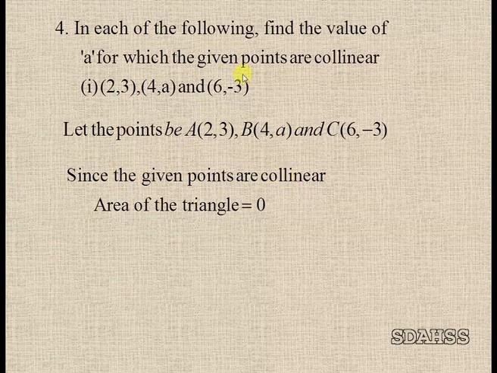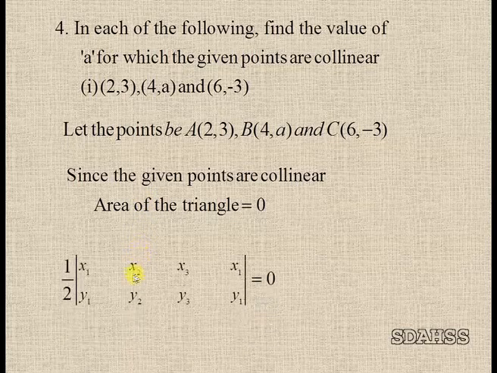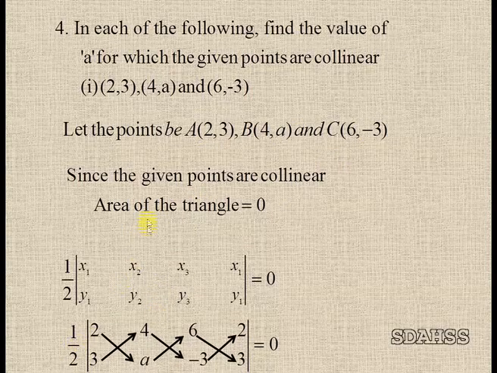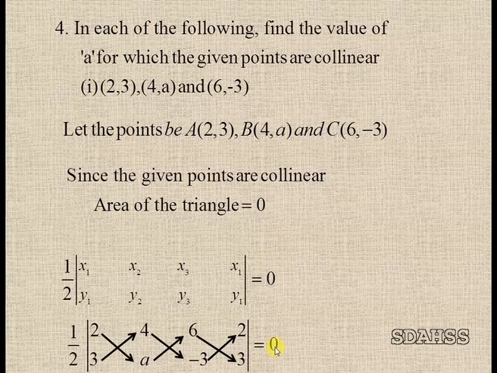Since the given points are collinear, the condition is area of a triangle is equal to 0. Area of a triangle, what is the formula? Its formula is half into x1 y1, x2 y2, x3 y3, x1 y1 is equal to 0. First point be x1 y1, second point be x2 y2 and third one be x3 y3. Substitute all the values in this formula. So you have half into 2, 3, 4, A, 6, minus 3, again 2, 3, is equal to 0.